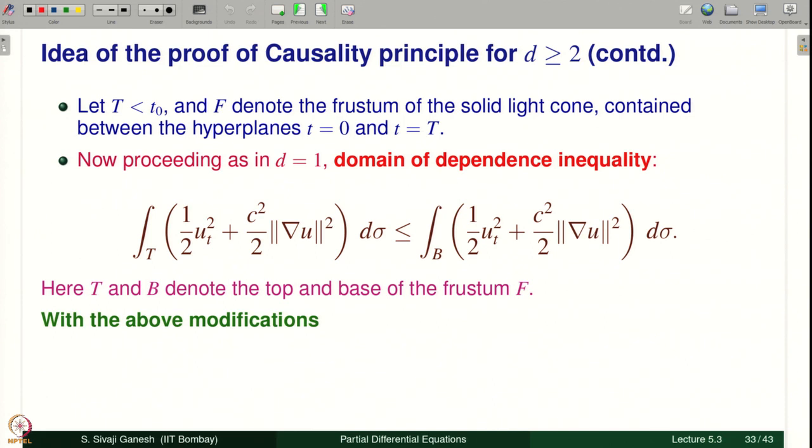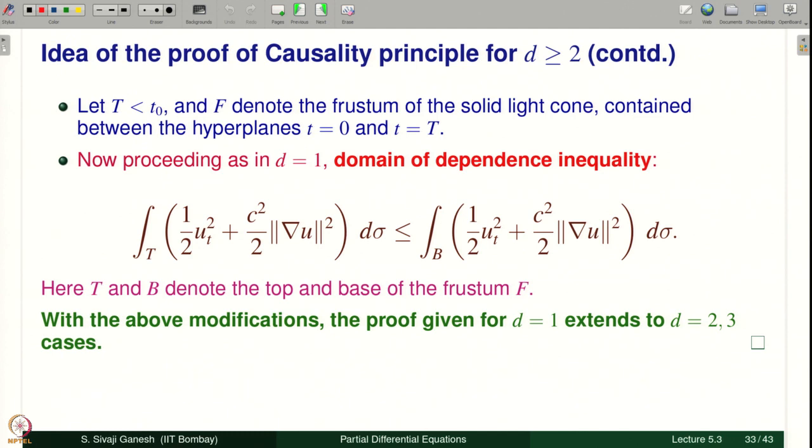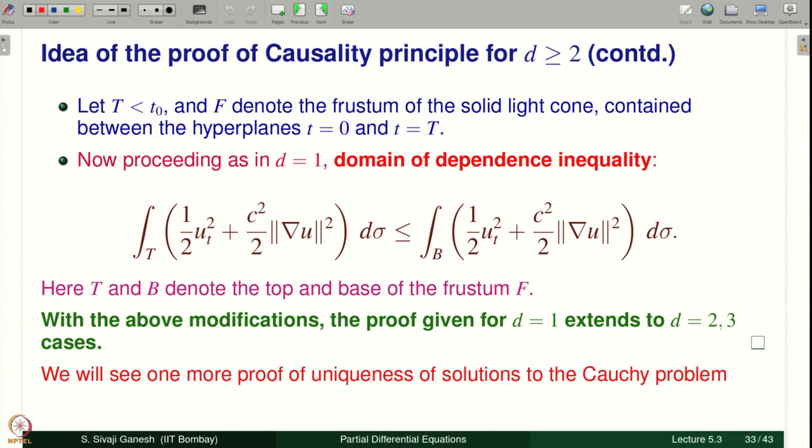So, with these modifications, the proof given for d equal to 1 goes through for d equal to 2, 3 also. We will see one more proof of uniqueness using the energy method later on.